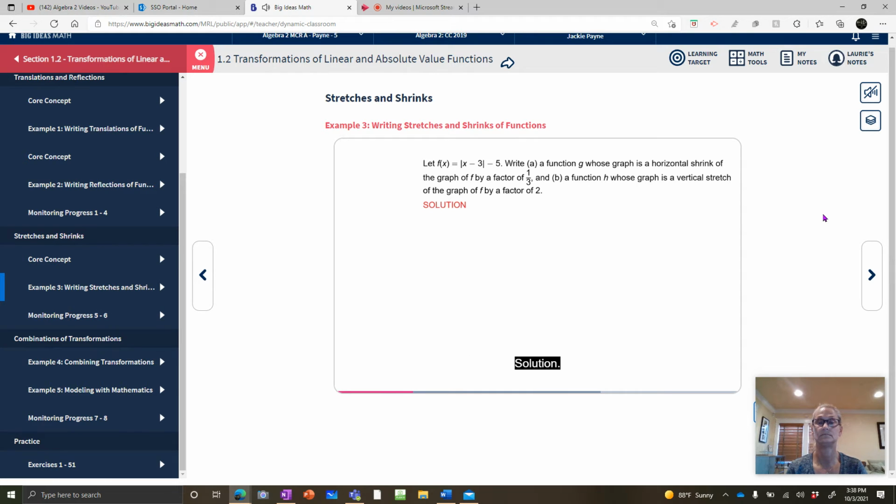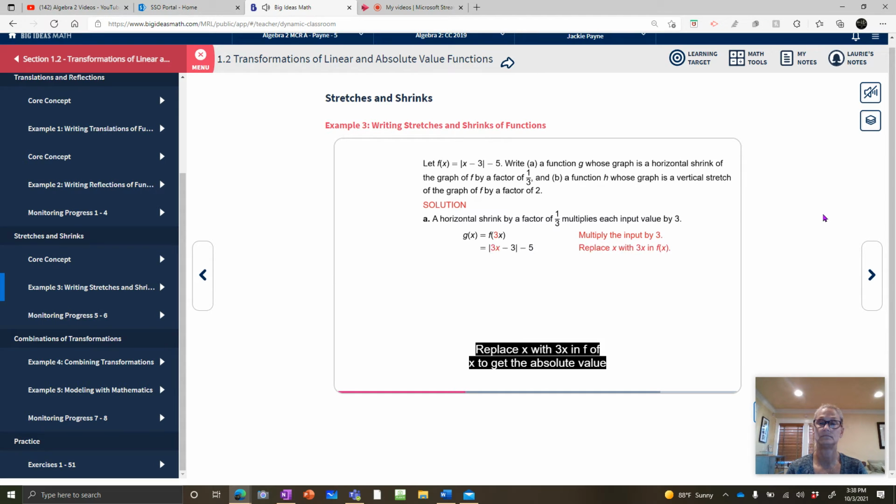Solution. A horizontal shrink by a factor of 1/3 multiplies each input value by 3. First, multiply the input by 3. Write g of x equals f of 3x. Replace x with 3x in f of x to get the absolute value of quantity 3x minus 3, minus 5. So the transformed function is g of x equals the absolute value of quantity 3x minus 3, minus 5.